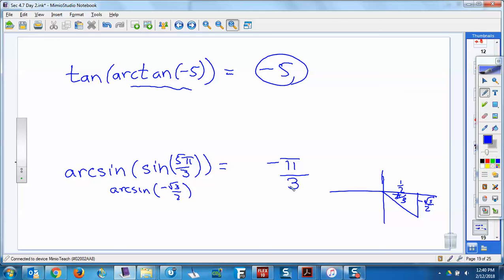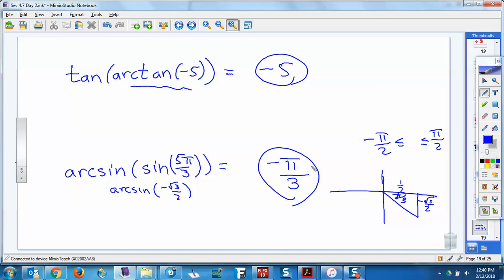Why? Because it's a restriction. Because we have to be restricted between negative pi halves and pi halves. We're in the right quadrant. We're in the fourth quadrant, and that's good. But we're not going to write it 5 pi thirds. We're going to write it negative pi thirds, because of the restriction. So when the arc sine or the inverse function's on the outside, that's when that comes into play.